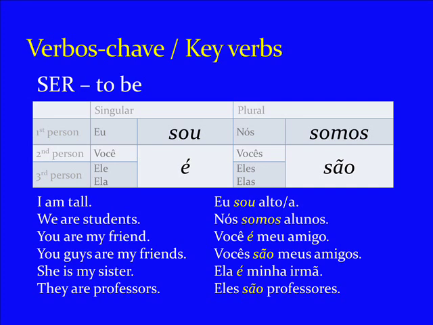You guys are, you plural, vocês são. That's that nasal A. São. Or they are, eles são. So examples, I am tall, eu sou alto. If I'm a woman, eu sou alta. We are students, nós somos alunos. You are my friend, você é meu amigo.